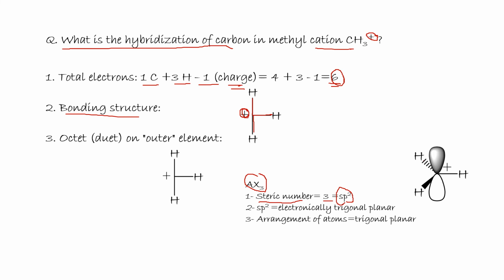If it's sp2, it will form a trigonal planar shape. Okay, and we have a pure p orbital empty, and the carbon has a positive charge. So remember that this will be planar with an empty p orbital. That's the carbocation, and it is sp2 hybridized.